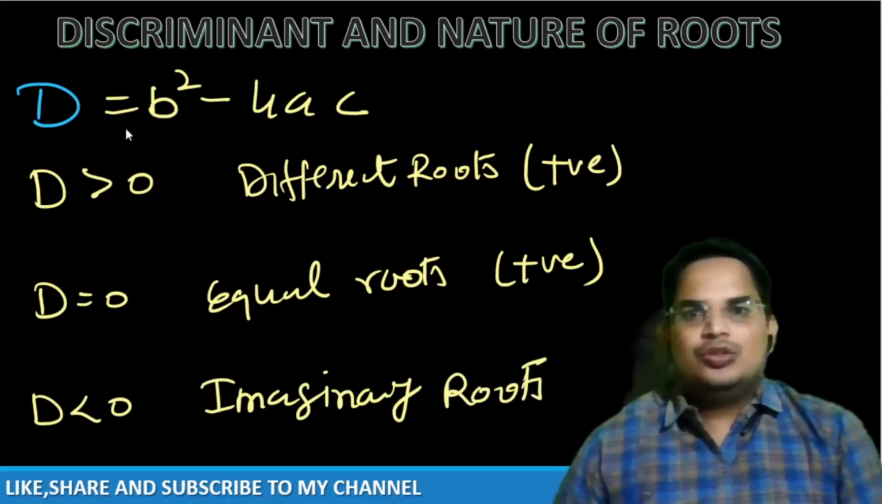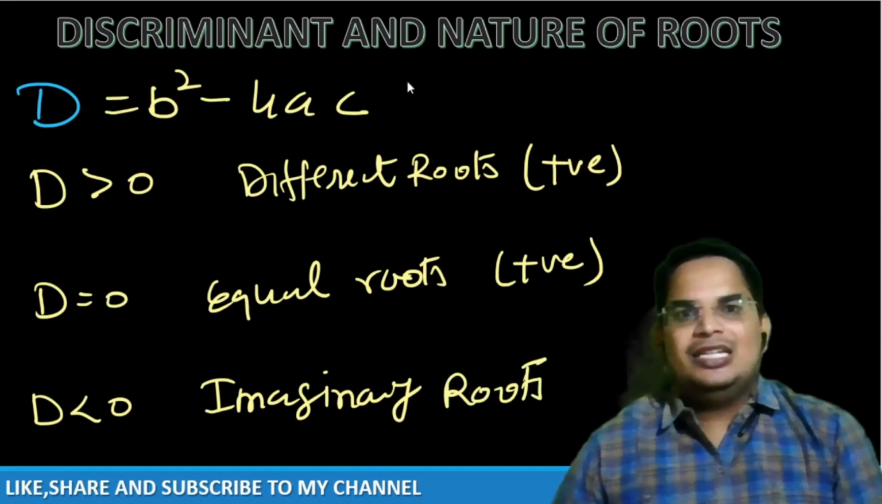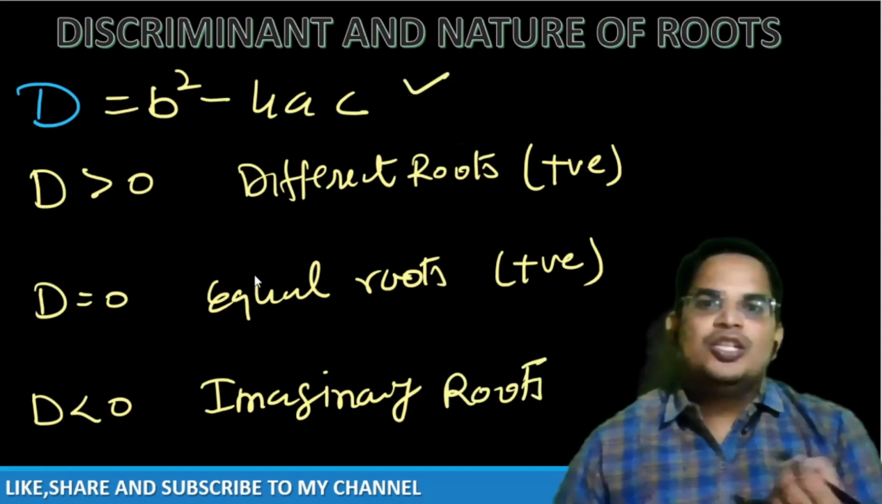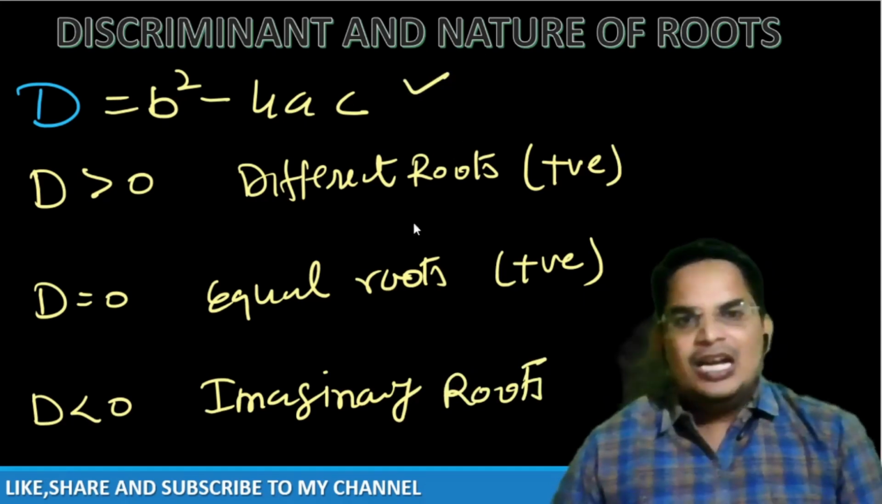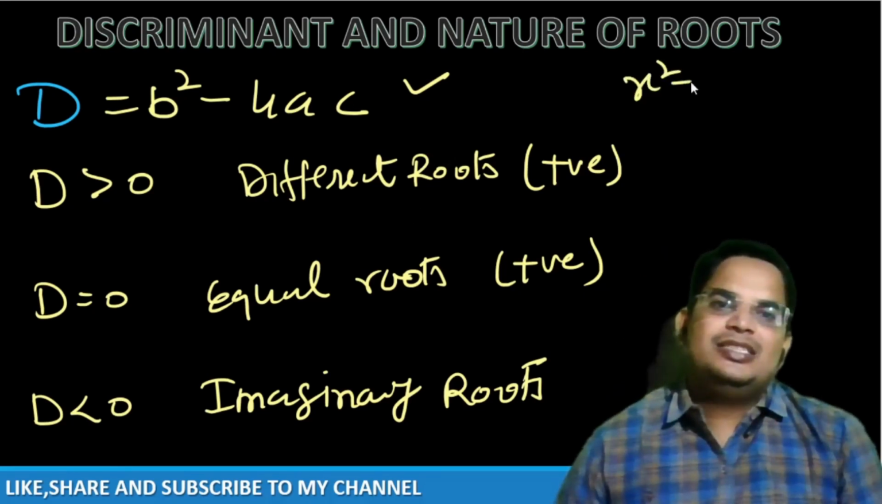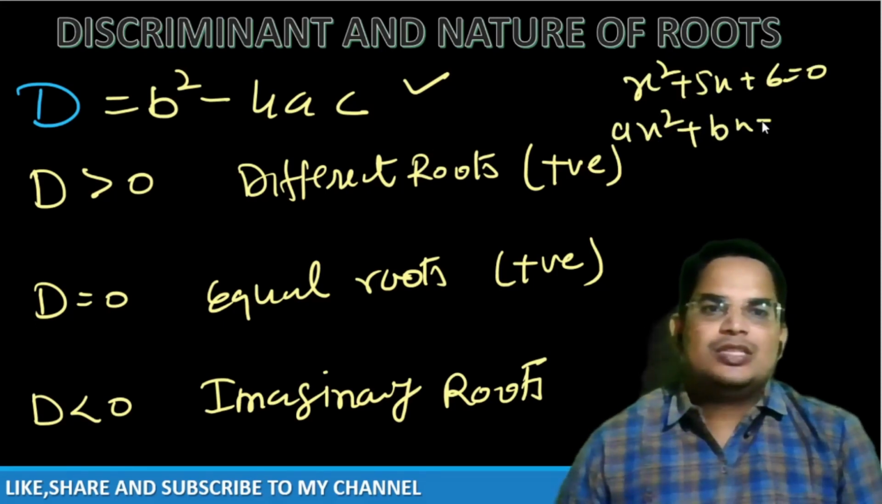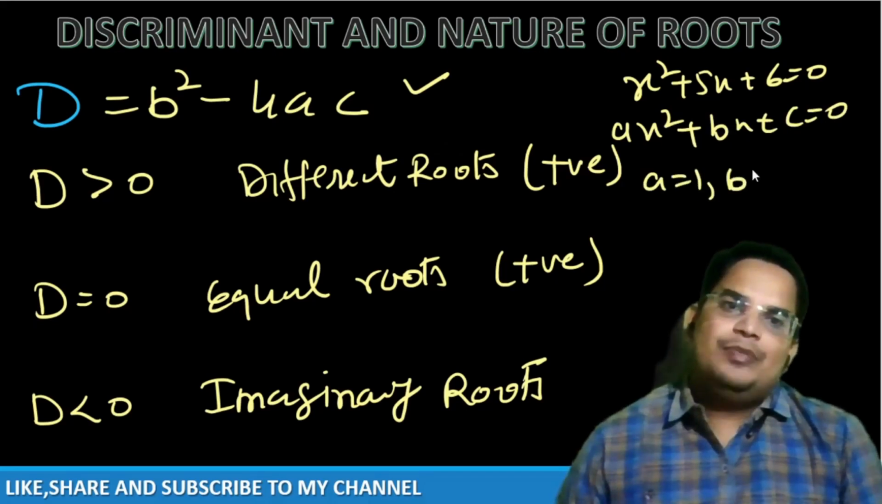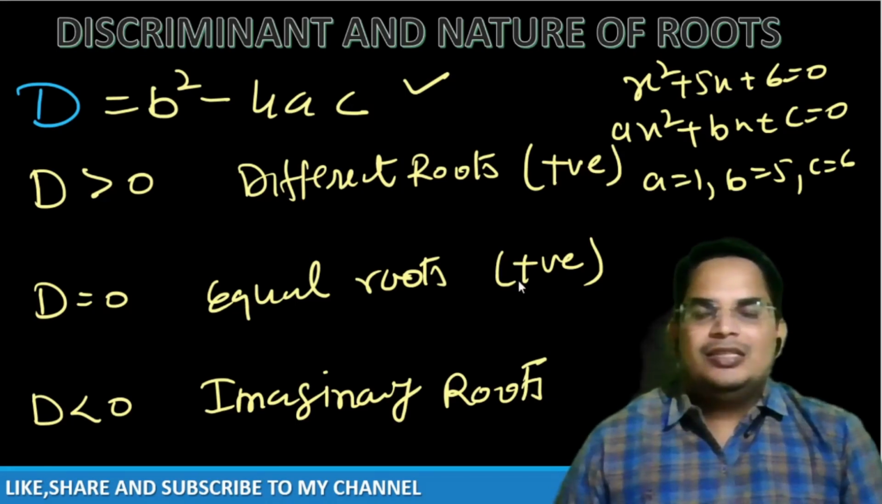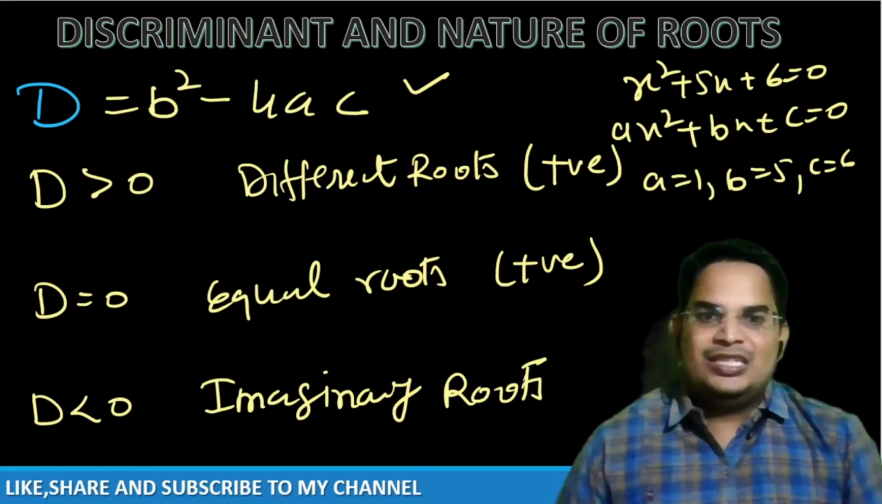Okay children, so this is the formula of discriminant, that is d is equal to b square minus 4ac. So if I talk about the equation that I have written here, x square plus 5x plus 6 is equal to 0, and I compare this equation with the standard equation ax square plus bx plus c is equal to 0, I can say a is equal to 1, b is equal to 5 and c is equal to 6. If I put in the formula d is equal to b square minus 4ac, then what will I get?